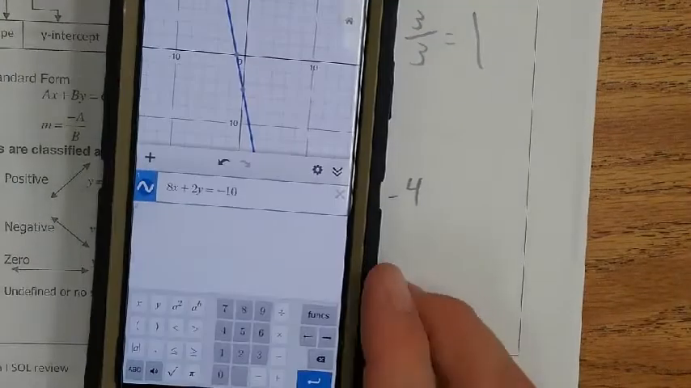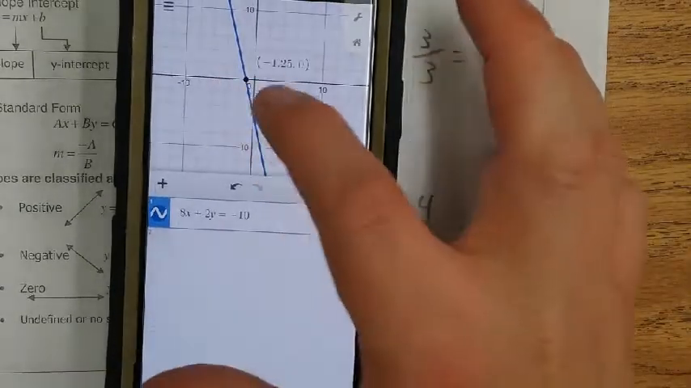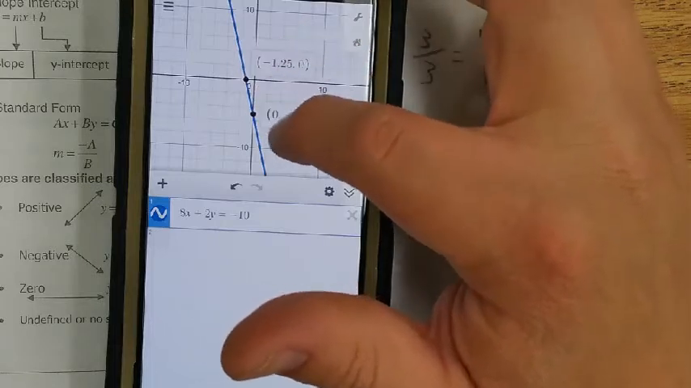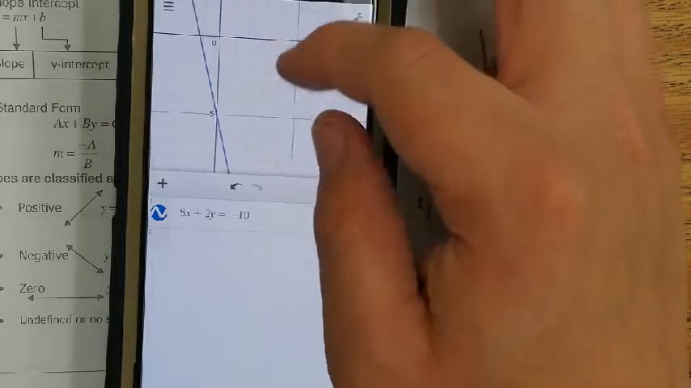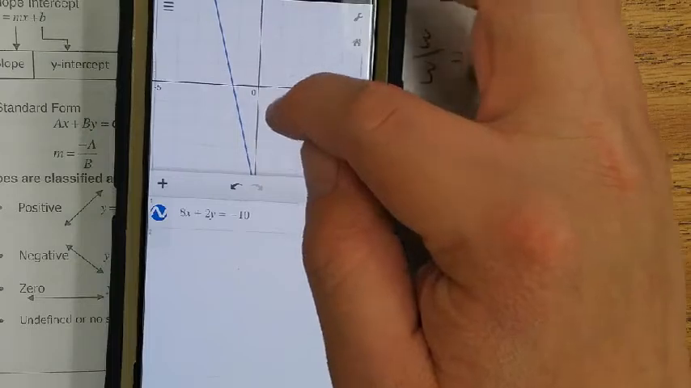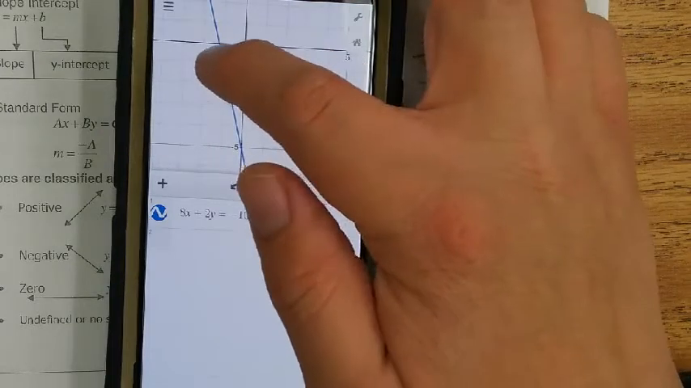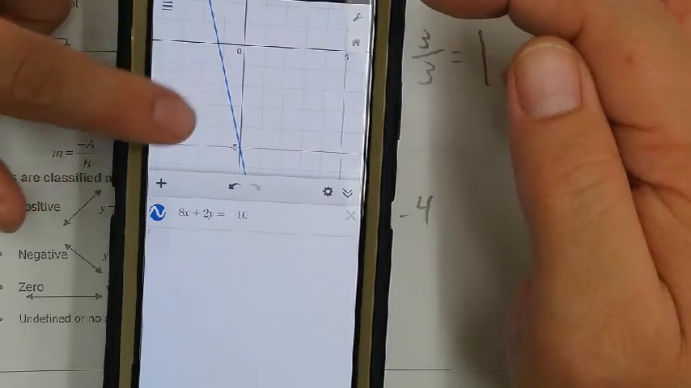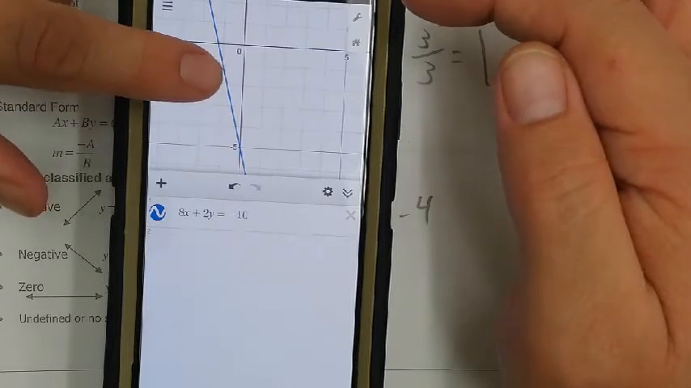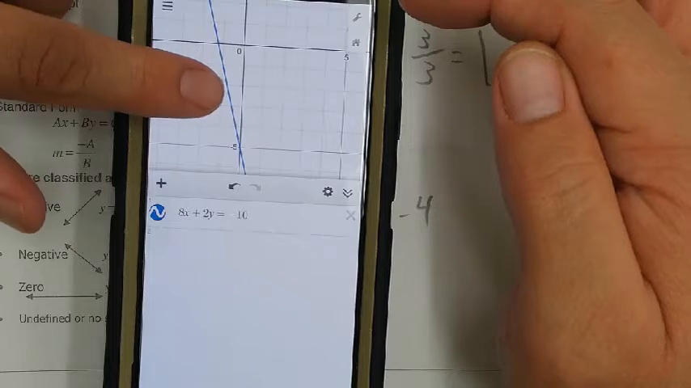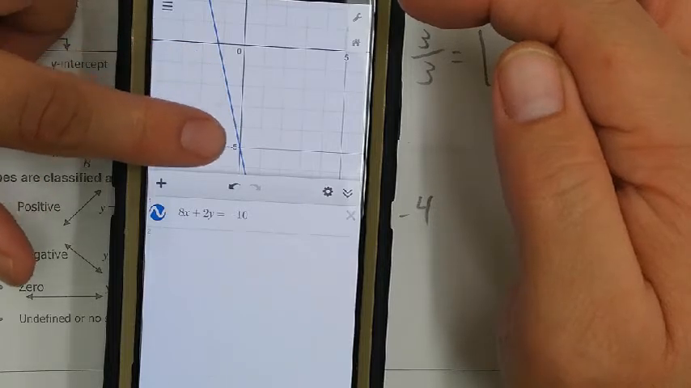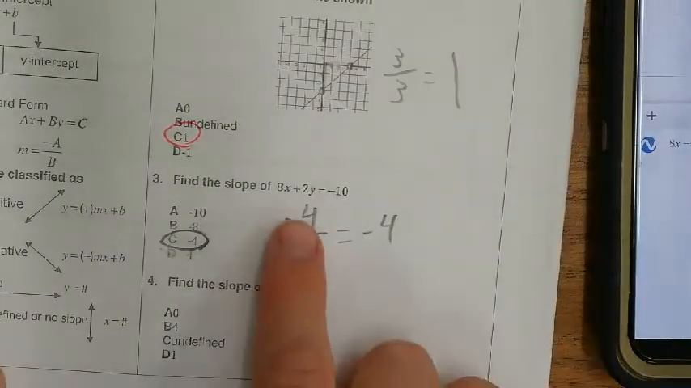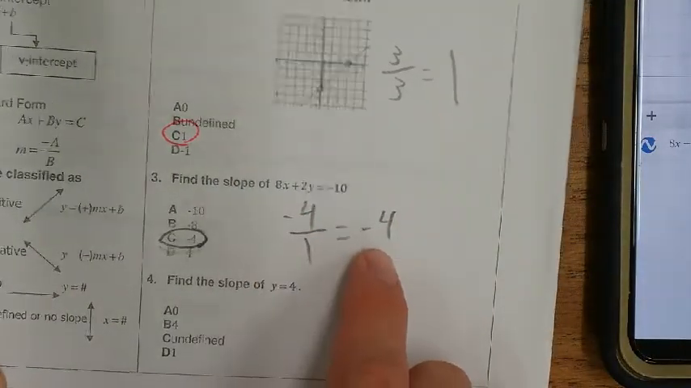Okay, we put this in Desmos. Whenever we put this in Desmos, you get a decimal point right there, so you would have to choose 2 points that are non-decimal. So right here, this point right here, it hits that little box perfectly. So from here I go down 1, 2, 3, 4, and over 1. Down 4 over 1 would reduce down to -4.